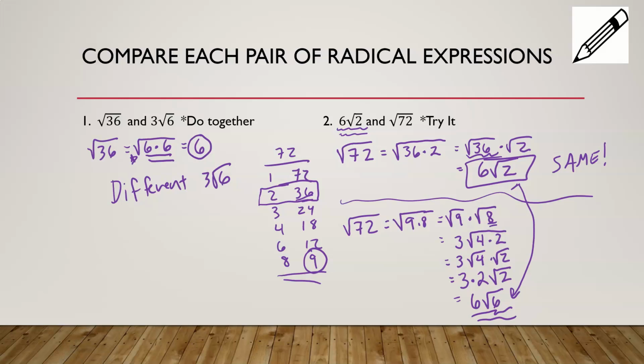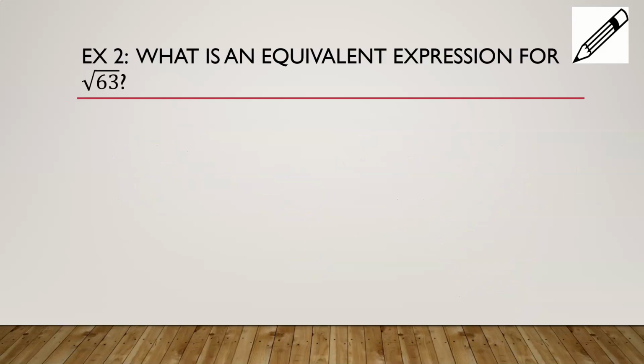Okay, so this is comparing, but the rest of the lesson is the same idea, because now it's going to just say what's an equivalent expression. So we're not comparing it to anything, but we are just going to simplify. So if I'm asked for an equivalent expression of root 63, again, I'm thinking of what two numbers multiply together to get to 63. And right away, I know that it's 9 times 7.